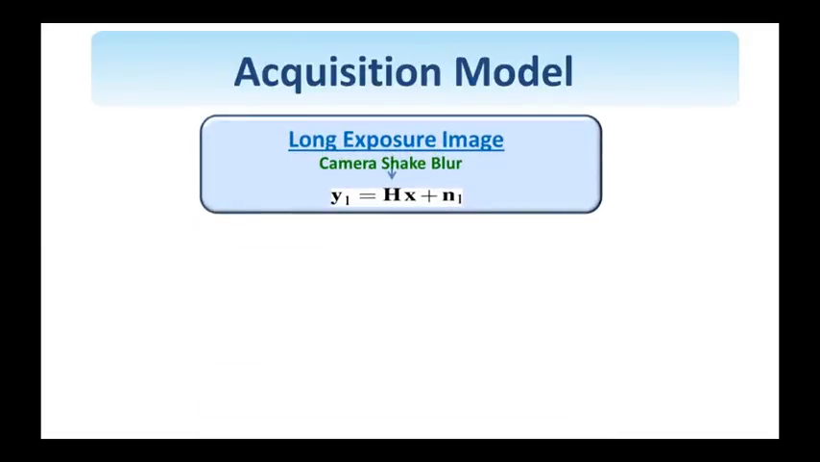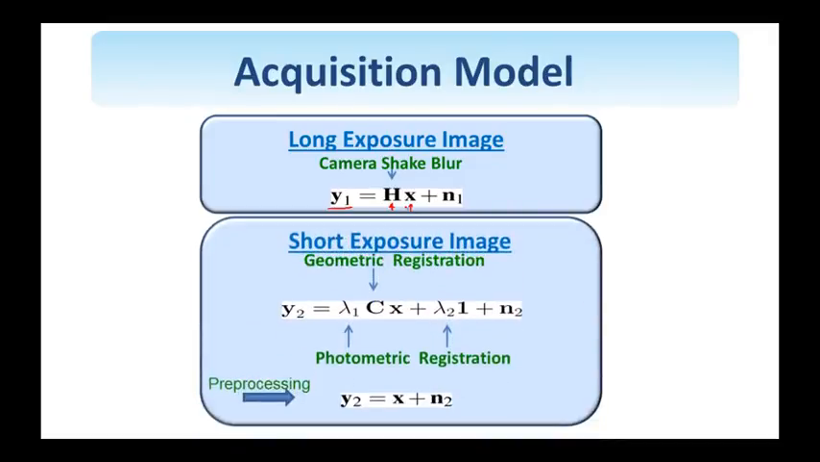The acquisition process can be modeled using two coupled linear spatially invariant systems. So the model for the long exposure is shown here. Y1 is the observed image, H the blurring matrix that introduces the blur due to the camera shake, and X is the original image. Due to the camera movement between acquisitions, the image pair has to be registered both photometrically and geometrically.